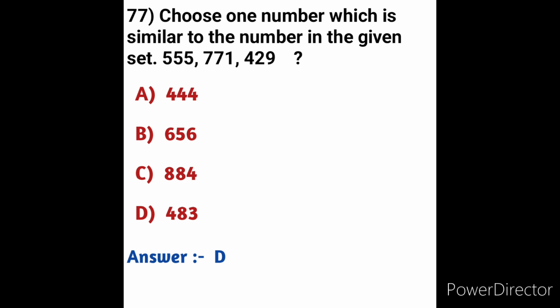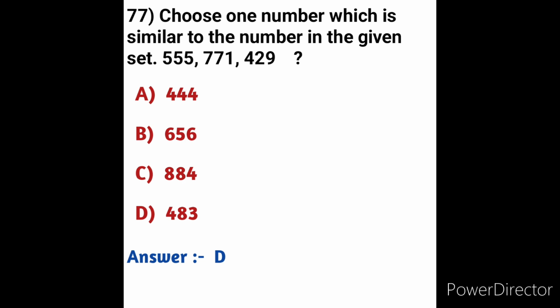Here, in the previous question also, we got a similar question. We have to find the relation in between. Here 5 plus 5 plus 5 equals 15, 7 plus 7 plus 1 equals 15, and also 4 plus 2 plus 9 equals 15. In this question, option D, 4 plus 8 plus 3 equals 15. Option D is the correct answer.